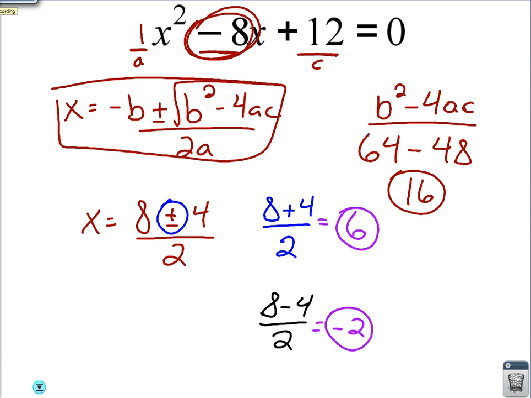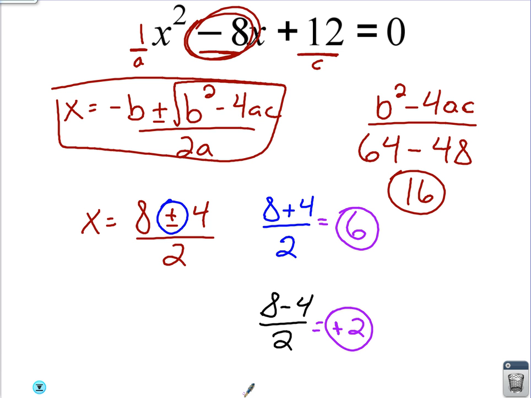Correction. 8 minus 4 is not negative 4. 8 minus 4 is positive 4. 8 minus 4 is positive 4 divided by 2 should be a positive 2 though. I did that for a reason. Not really, but we'll go with that.